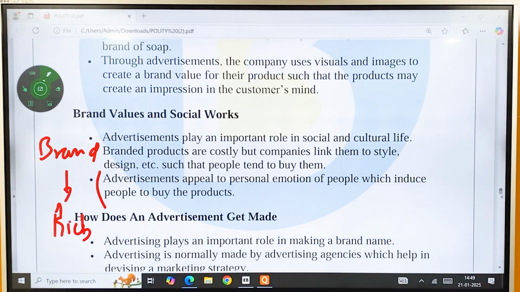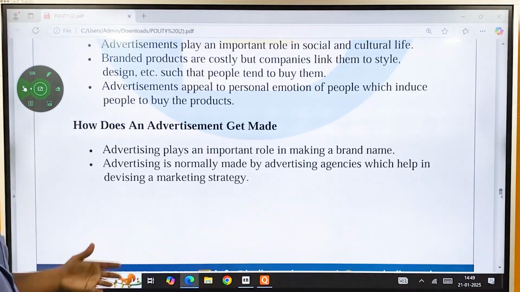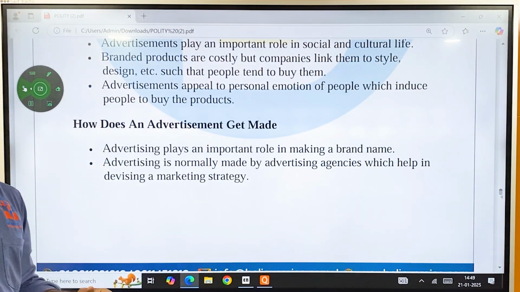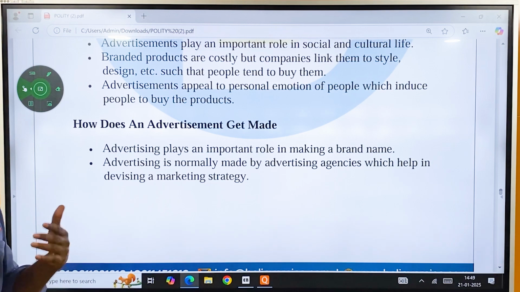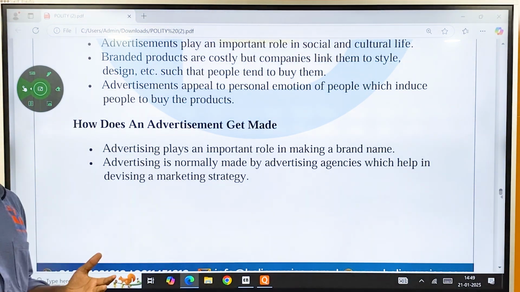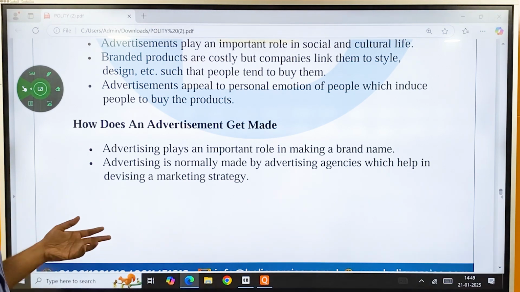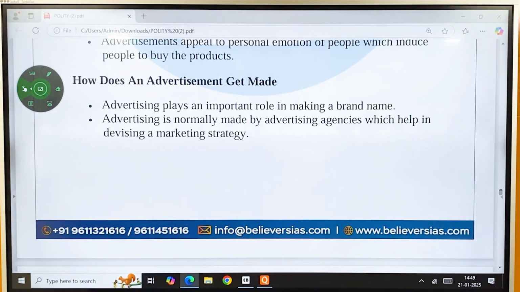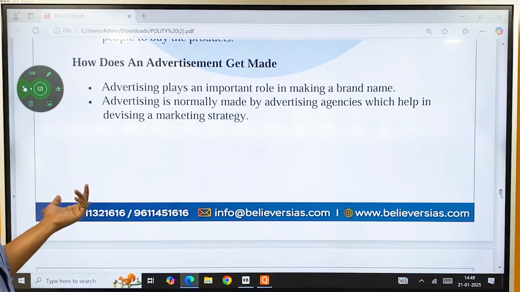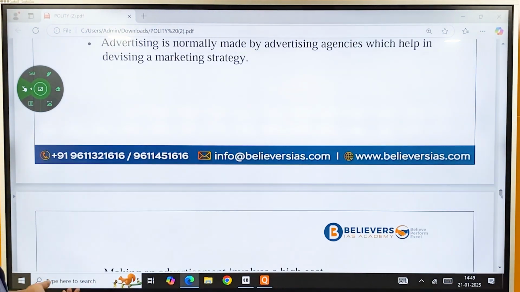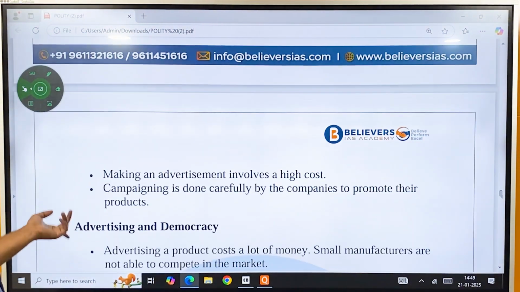Advertisements appeal to the personal emotions of people, which induces people to buy the products. The personal emotions are exploited by the companies through the use of actors, TV heroes, cricket stars, football stars, etc. How does an advertisement get made? Advertising plays an important role in making a brand name. Advertisements are normally made by advertising agencies, which help in devising marketing strategies.